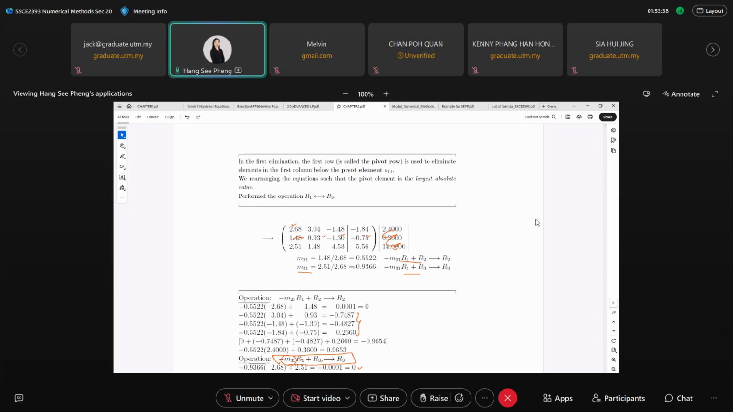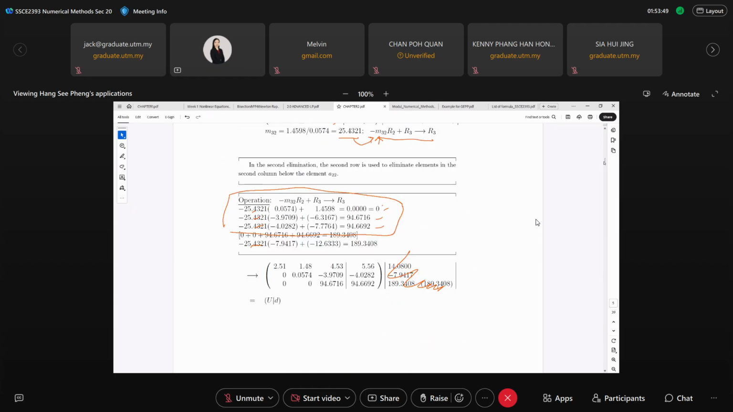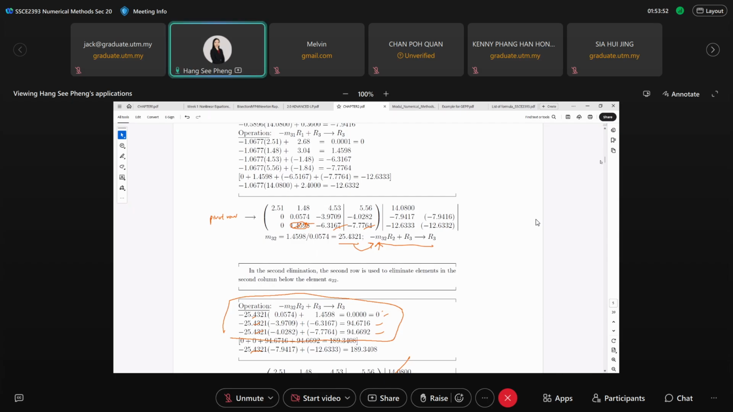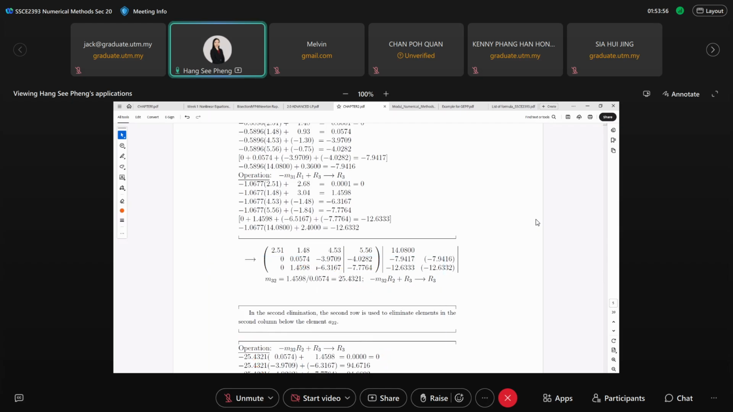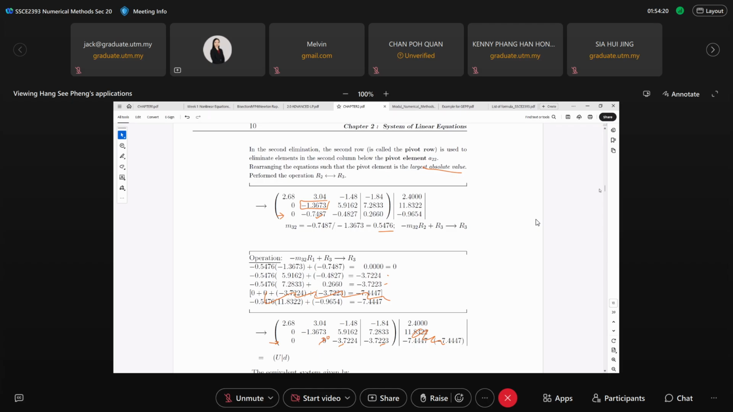After the row interchange, this M31 is 0 point something, smaller. And also look at M32. Now M32, you can see these values are much larger compared to the pivot element. So when we calculate the M32, this multiplier is very large. But with partial pivoting, we do the row interchange. Then let's see what M32 is here. This one 25 something, no? 25 point something. This one 0.5 something.